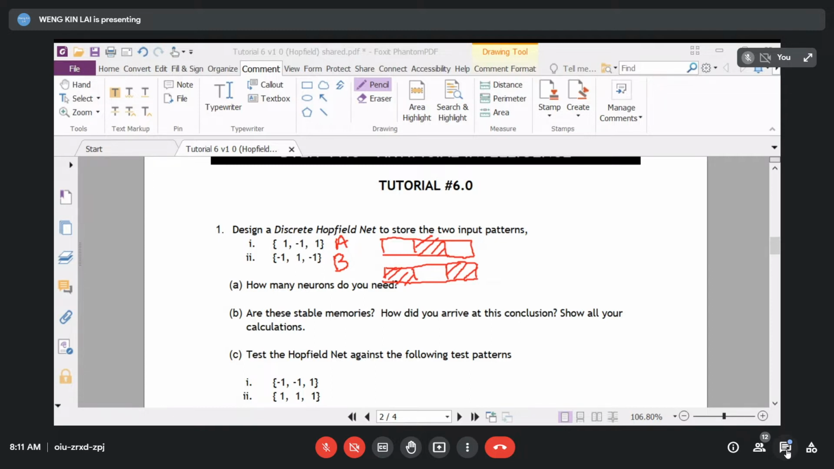Let me see. Kashing, just tell me what is the characteristic. If you cannot tell me how many neurons I need, which is part A, how many neurons do I need? If you cannot answer that, okay, good. Kashing, well done. So it's actually 3 neurons.